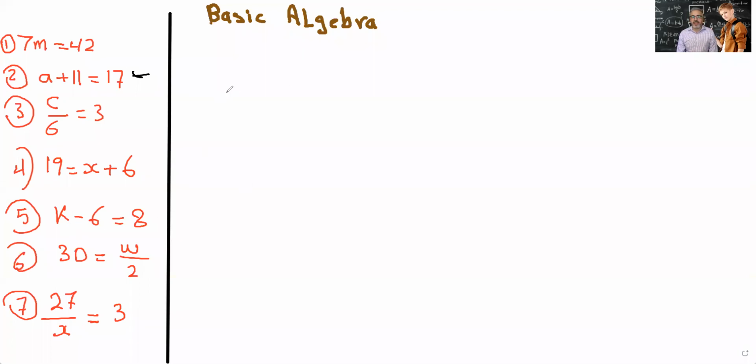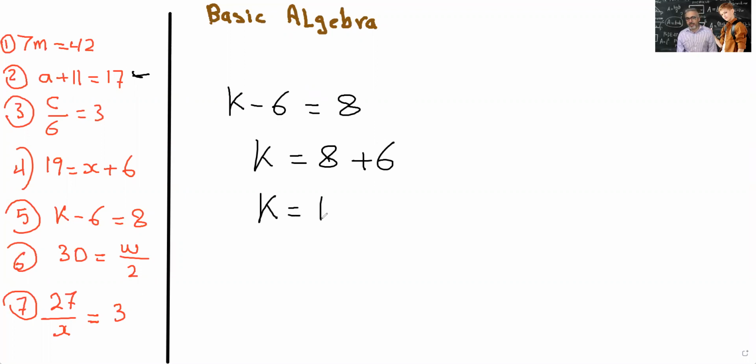So we have k minus 6 equals 8. The fast way I say, because this is k minus 6, when it moves to the other side, it becomes 8 plus 6. So when something moves to the other side, the sign changes to positive, and therefore k equals 14.